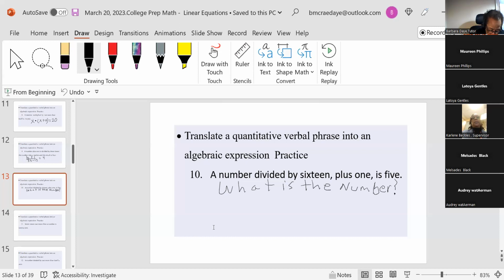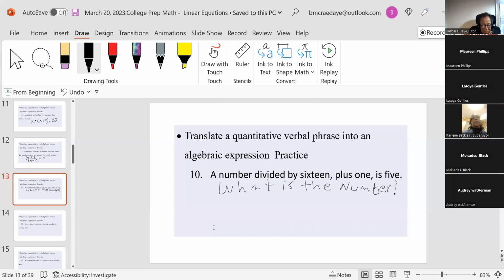Divided by 16. Okay, let's see. The number divided by 16 plus 1. The number is 4, miss. Is the number 4, miss? Nope, the number is not 4. Oh, no. This is number 16, and then you number divided by 16, and then you're going to add 1 to that result, and you're going to set it equal to 5. Now solve for the number. Hold on, the number is divided by 16.